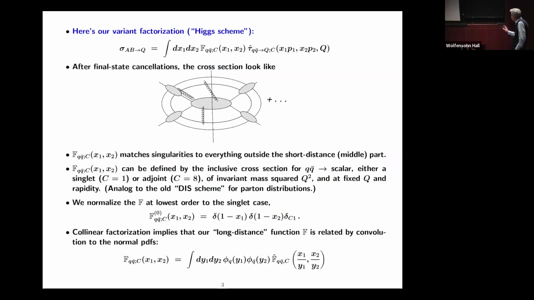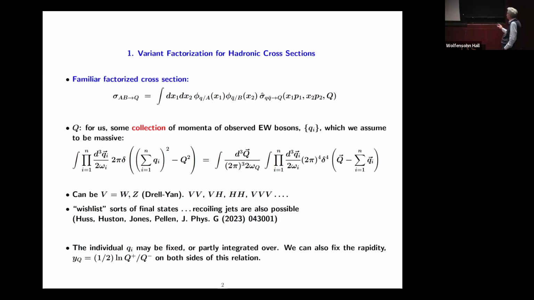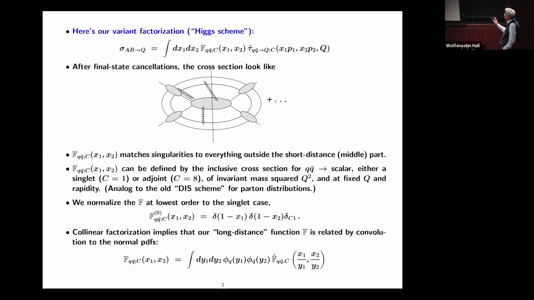So here's our variant factorization. Okay, just let me bring your attention back to the standard factorization theorem, PDFs and a hard scattering function, which I'll denote here by sigma hat. Our variant factorization, I'm going to just describe it, well, last night it came to me. We might call it the Higgs scheme. So we'll take AB goes to Q, these are hadrons, and it's still a convolution with a short distance function we'll denote by tau hat, as opposed to sigma hat.